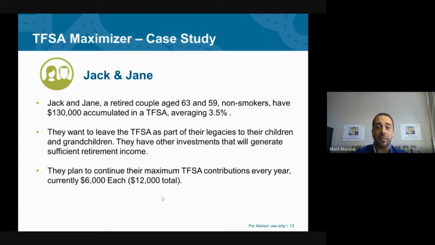They want to leave the TFSA as part of their legacy to their children or grandchildren, and they have other investments that will generate sufficient retirement income. They plan to continue to contribute the maximum TFSA contribution each year, which is $6,000 each or $12,000 total. So we have a $130,000 pot of money in the TFSA, and we have an ongoing amount of $12,000 a year earmarked towards the TFSA deposits. So in approaching them, they have a legacy wish. They have underutilized monies, and they have a want to pass this along.